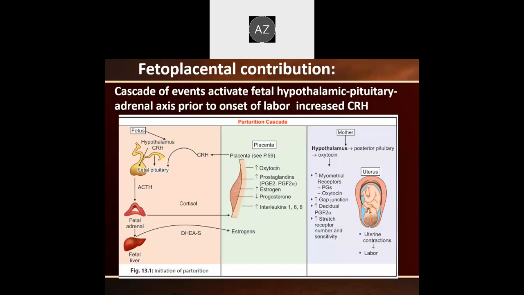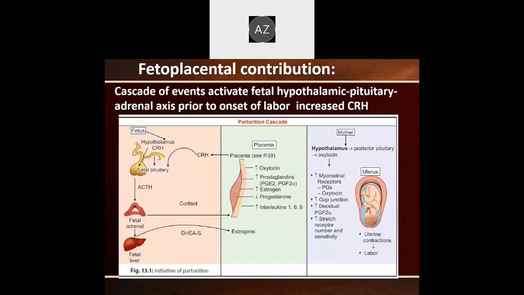And then the fetal adrenal gland as well is going to affect the fetal liver. It's going to produce more dehydroepiandrosterone that is going to be converted into estrogen in the placenta. So we're going to have another source of increased estrogens. So estrogen is also going to increase interleukins, prostaglandins, and oxytocin receptors.